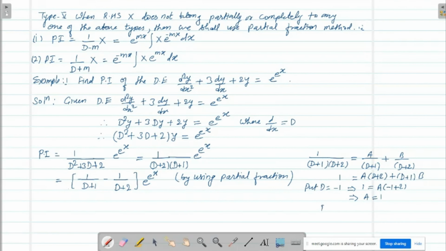If you put here d equal to minus 2, this will be 0. Here minus 2 plus 1 is minus 1, so minus b here. This implies that b equal to minus 1. Now replacing the values here, you will get this factor.